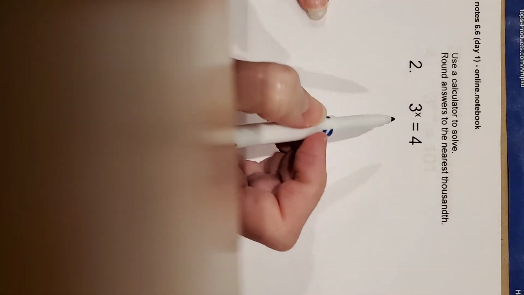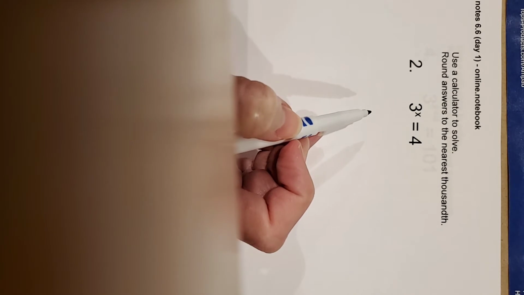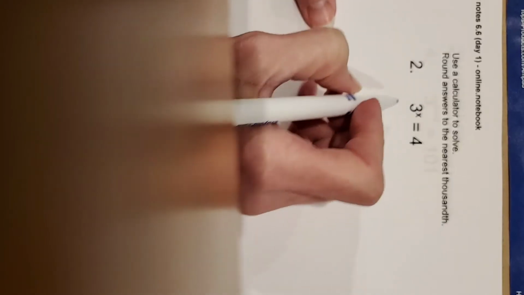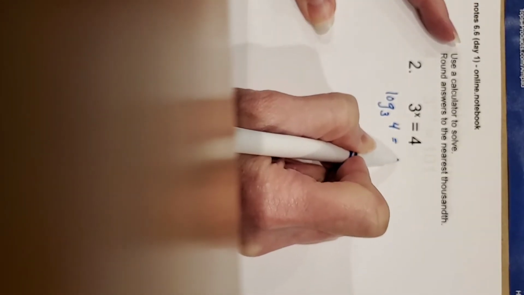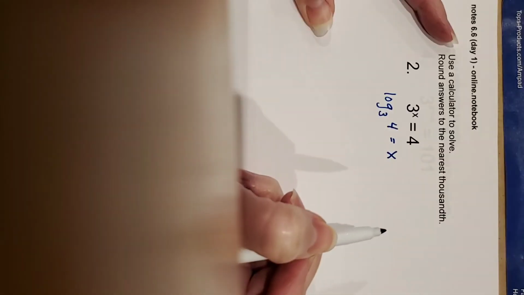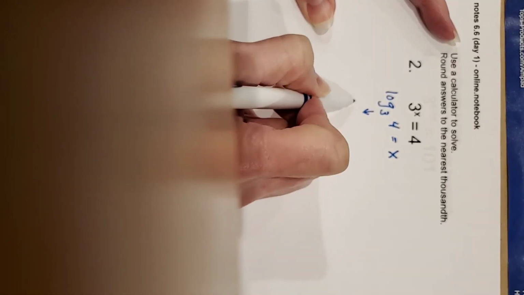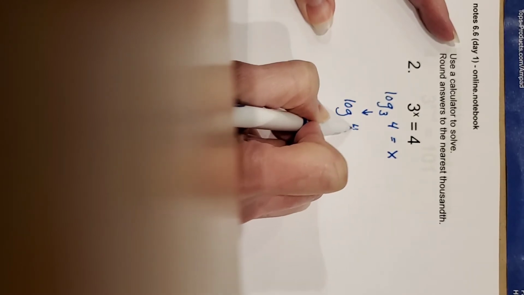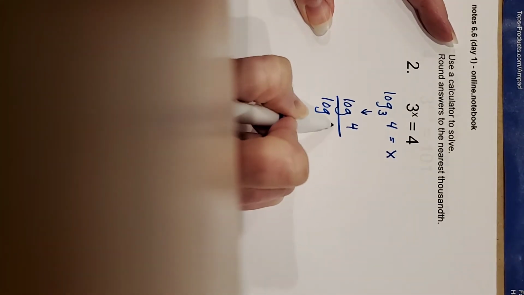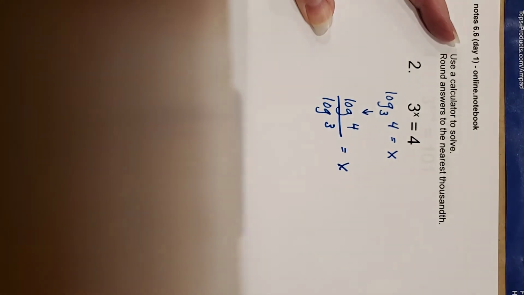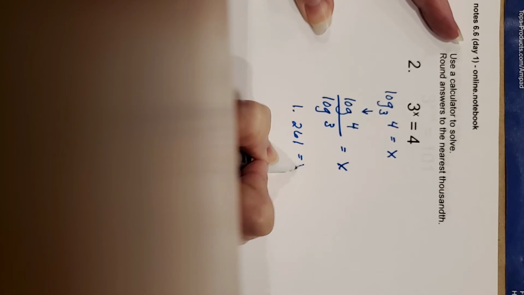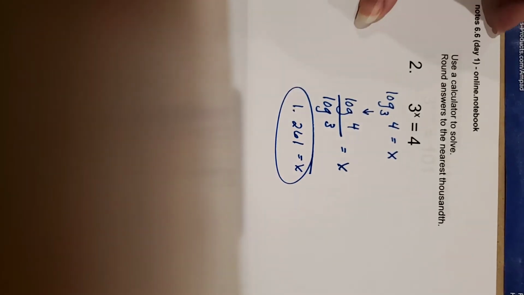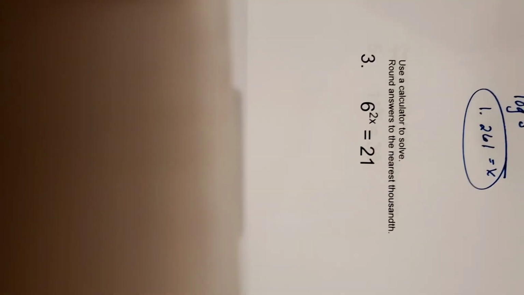We have 3 to the x power equals 4. Again, there's no possible way to get the same bases. So my first step is to write it in log form. So log base 3 of 4 is x. Now I'm going to use my calculator, use my change of base formula, and take the log of 4 divided by the log of 3, and that will give me 1.261 for a value of x.